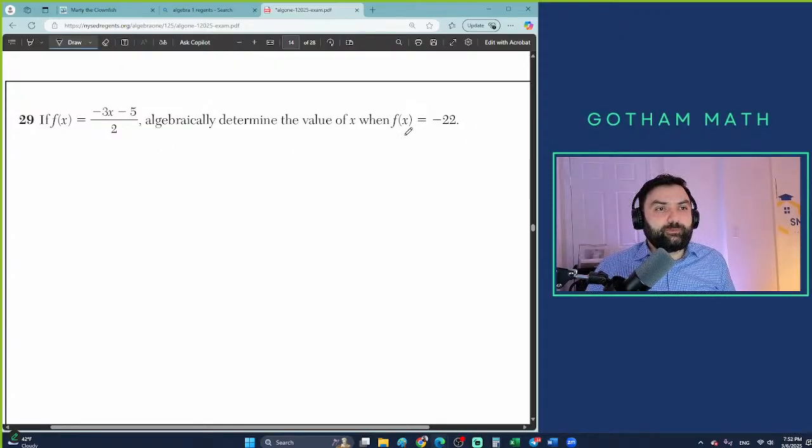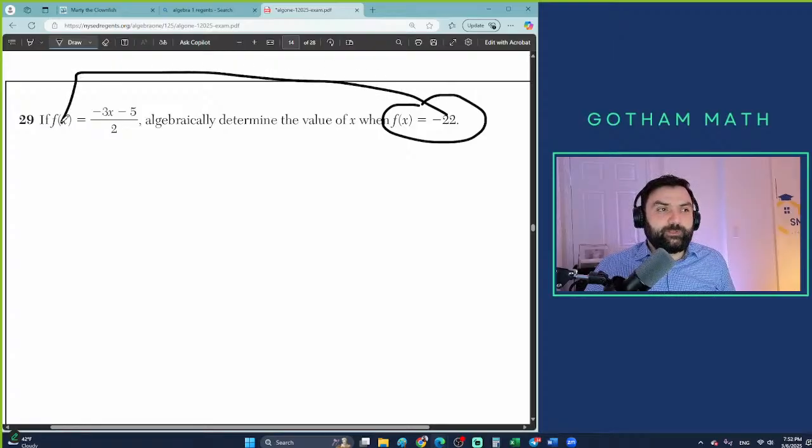All we have to do is equal it to negative 22. If f(x) equals negative 22, just put in negative 22 instead of the f(x). So let's actually just do that. Negative 22 equals (-3x - 5)/2.